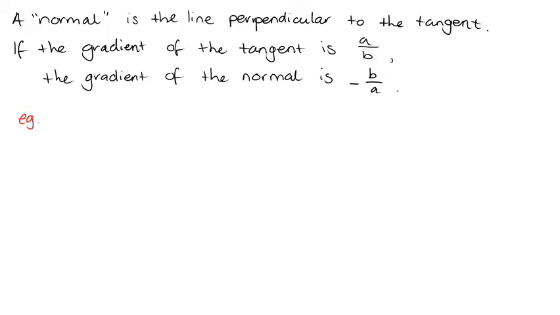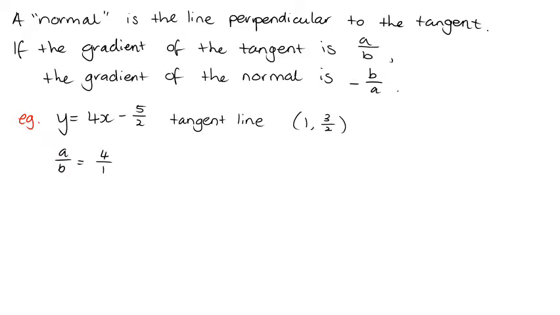So, given our equation that we worked out before, which was y equals 4x minus 5 on 2, that's the tangent line, and it touched the curve at 1 and 1.5, just from the previous example. We have to use that to figure out the equation of the normal. So what's the gradient of the tangent line? As a fraction it is 4 on 1, so a over b equals 4 over 1. So you flip it, change the sign. So our new gradient is negative 1/4. Just flip it, change the sign. If it's already a negative, make it a positive. Right, so that's the gradient of our normal.